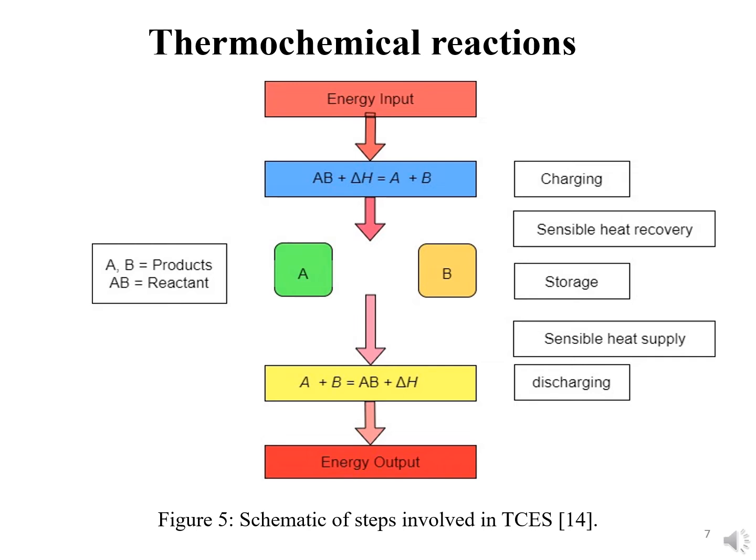Thermochemical reactions are reversible in nature, with the thermal energy being supplied and released during the endothermic and exothermic steps respectively. Here the operation of TCES involves three significant steps. Those are charging, storage and discharging. As shown in figure 5, when energy is given to a reactant AB in the form of heat, the excess heat is stored in the form of products such as A and B. Now, as per the application, when we want to reuse that excess energy or heat, we can simply supply heat and discharge it in the form of reactant.